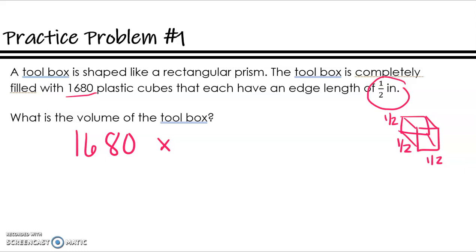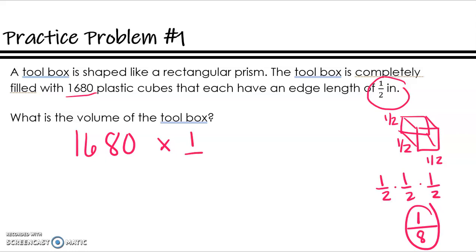So in order to find the volume of that, I need to multiply my dimensions together. 1 times 1 times 1 is 1. 2 times 2 is 4. Times 2 again is 8. So the volume of one of these cubes is 1/8 inches cubed.